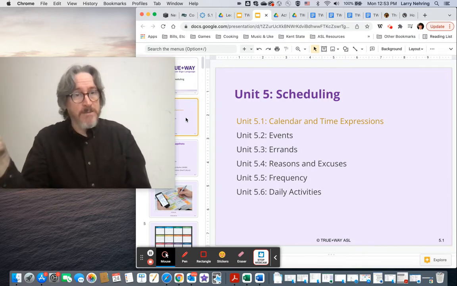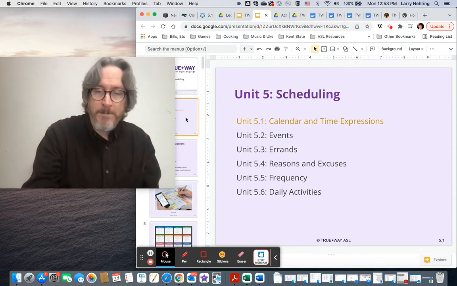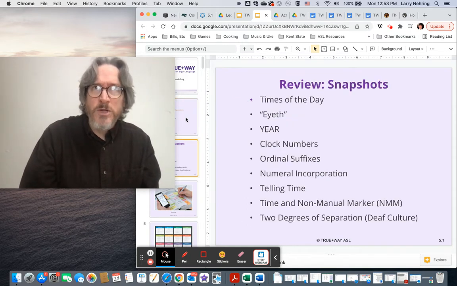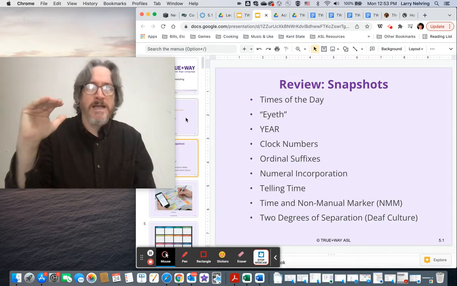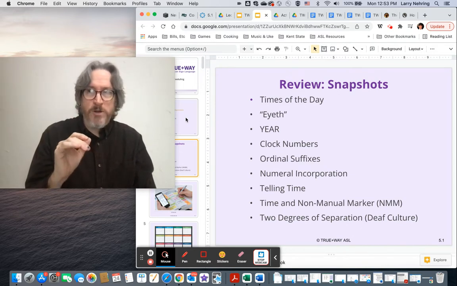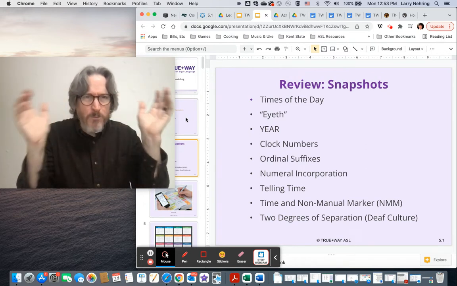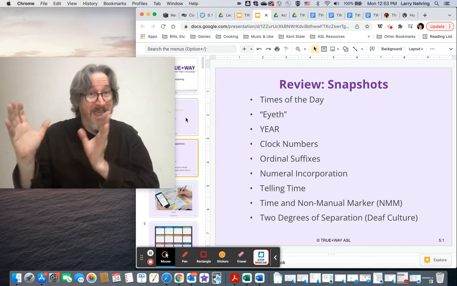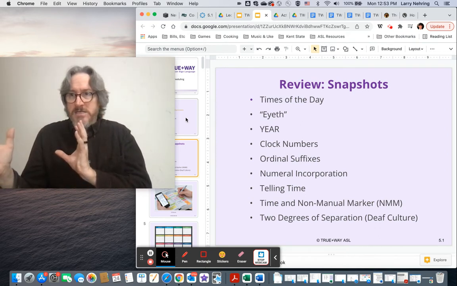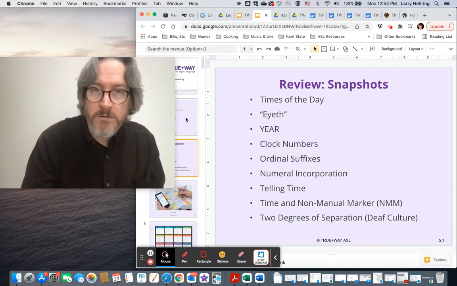So we're going to look at calendar and time expressions this chapter. I'll also be recording 5.2 events. I'll talk about events, but with each chapter, I'm not going to go through every single holiday and things. I will try to find pre-recorded vocab lists that other teachers have shared. We tend to share stuff like this all the time. If someone's already recorded it, why should I record it again? It's also good to watch someone else sign, because, as you notice with True ASL, there's a whole bunch of different signing styles in their videos.